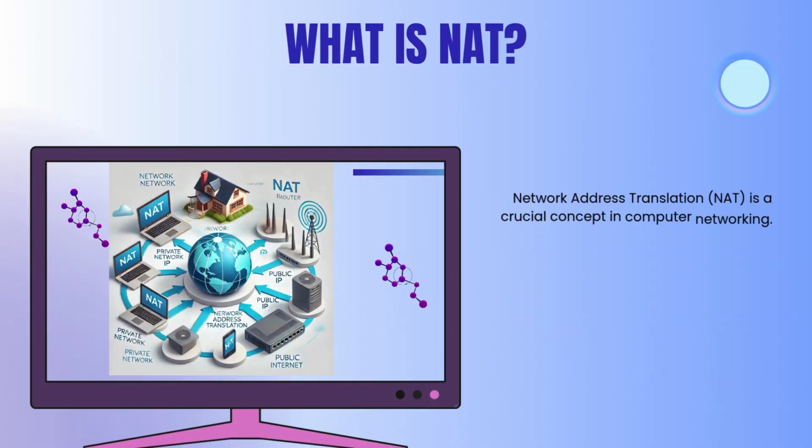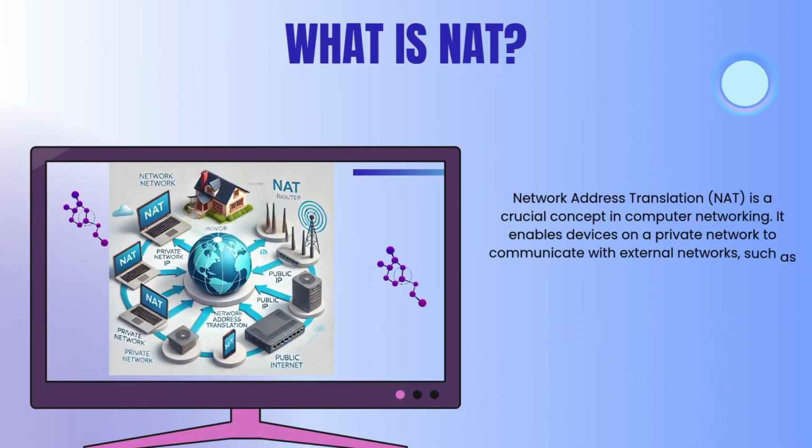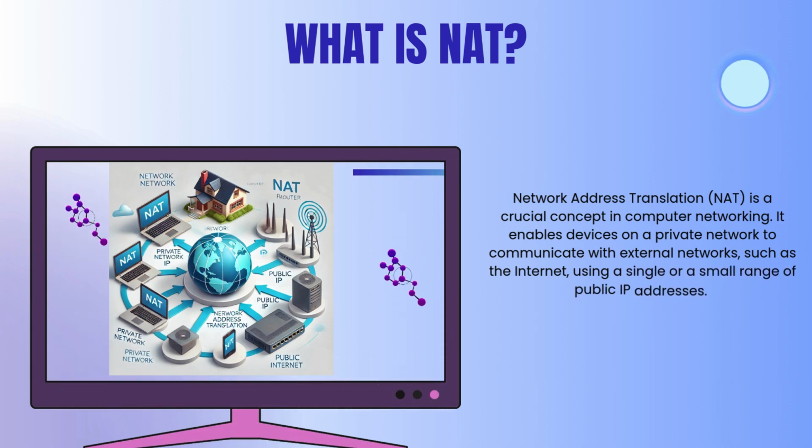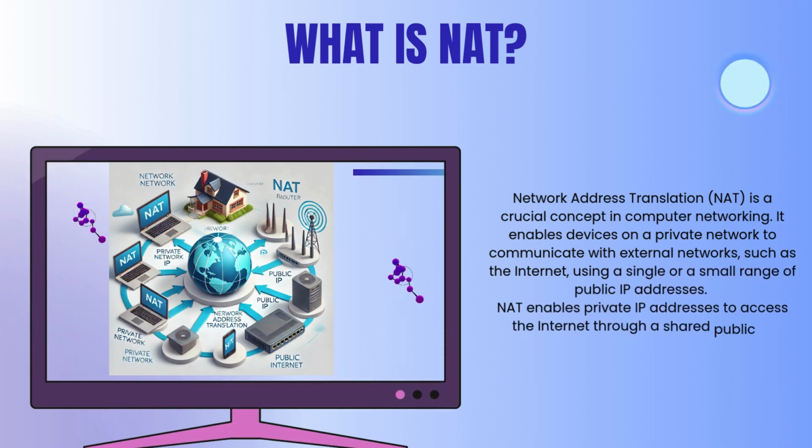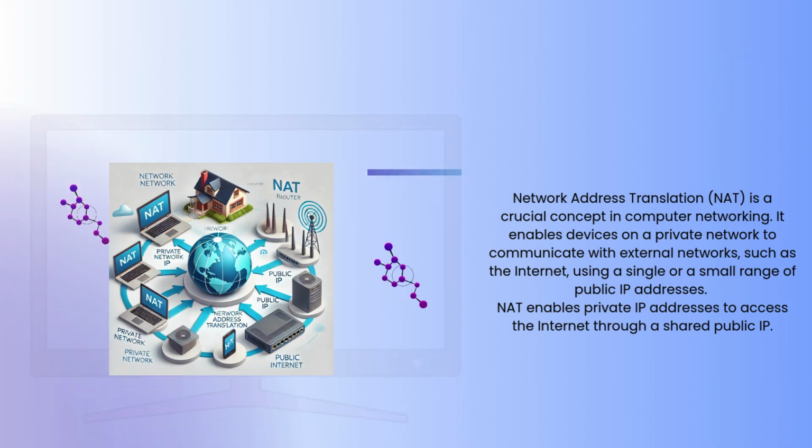So, basically, what is NAT? NAT represents Network Address Translation, which is a core concept in computer networking. It enables devices on a private network to communicate with external networks such as the Internet using a single or a small range of public IP addresses. Basically, NAT enables private IP addresses to access the Internet through a shared public IP.